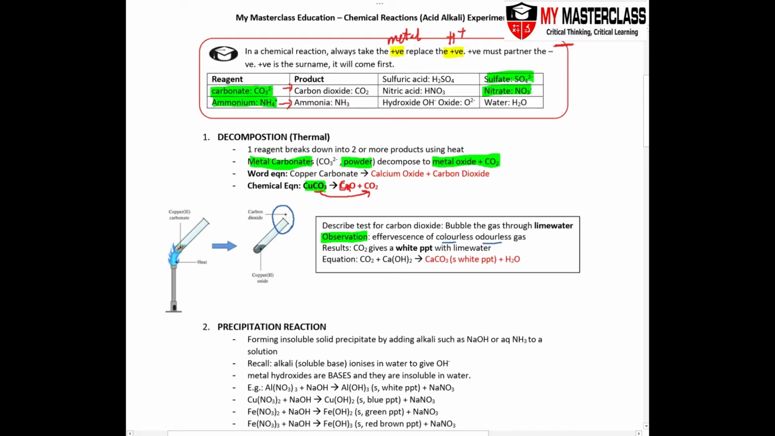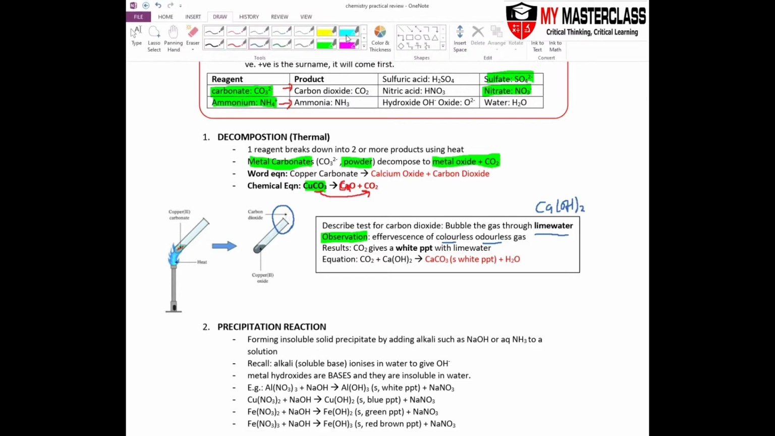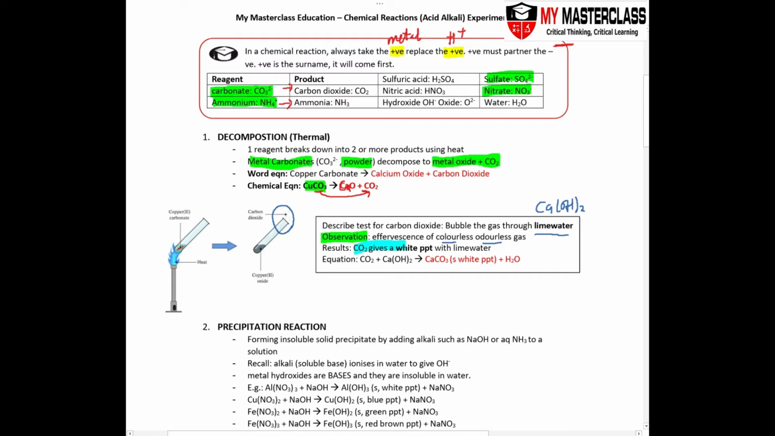Okay, so we identified that the gas is being formed, what color, what smell, and then we think about the test that we have to do to conclude what gas it is. Okay, so what's the test that we do? We bubble the gas through lime water. Lime water, you have to know, is your calcium hydroxide.